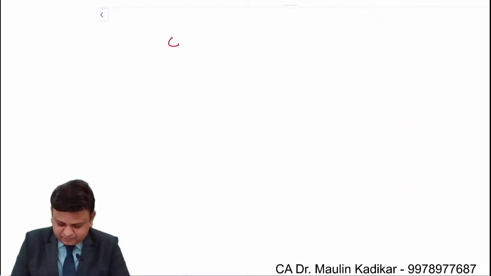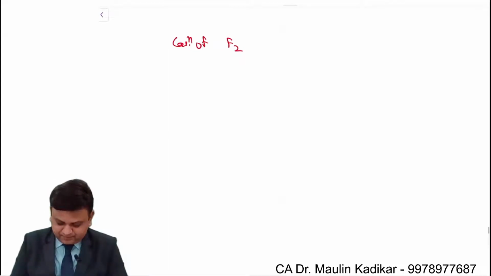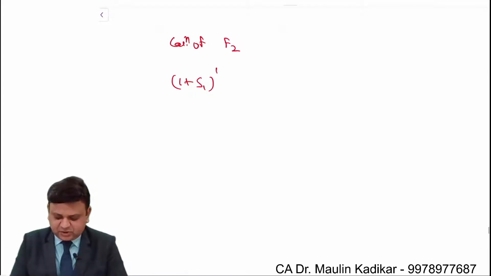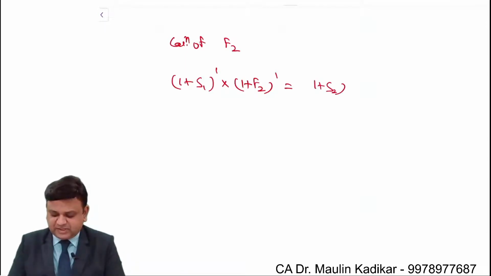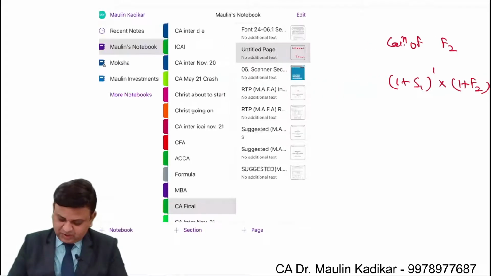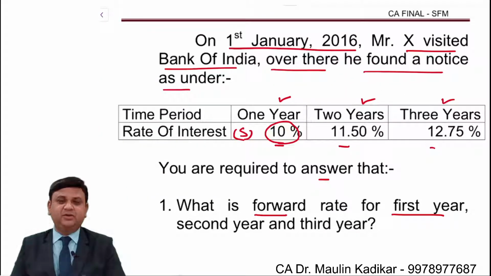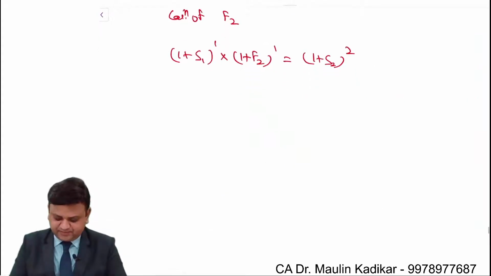Calculation of F2. F2 stands for the forward rate for the second year. So it is 1 plus spot rate for the first year raised to 1, into 1 plus F2 raised to 1, is equal to 1 plus spot for the second year raised to 2. That is the way we are required to calculate the answer. The first year forward rate is given to us as 10% and spot rate is given as 10%.